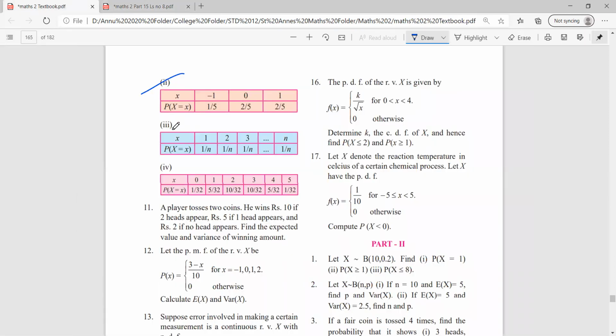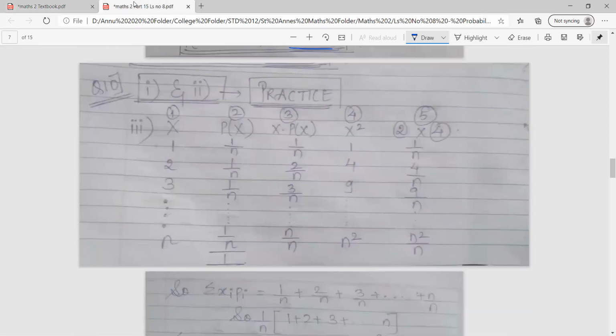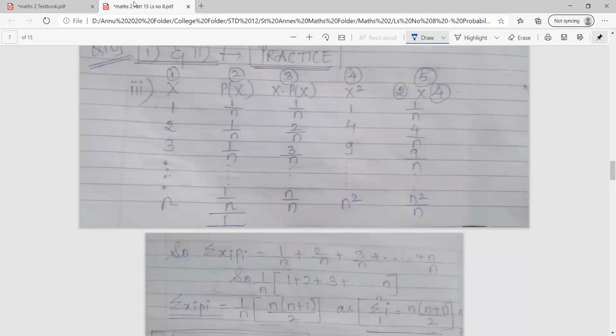So this is the question given. The value of X is given as 1, 2, 3 up till n, and the probability is given as 1 upon n, 1 upon n, 1 upon n up till 1 upon n. As you can see, class, I have prepared 5 columns. Out of the 5, you know the first 2, that is from the question. The third column is nothing but multiplying column 1 by column 2, so x into p of x. The fourth column will be x square. And the fifth column will be column number 2 multiplied by column number 4.